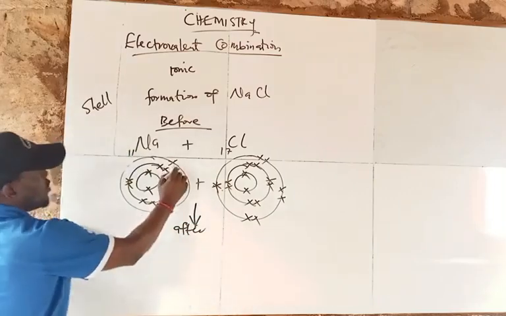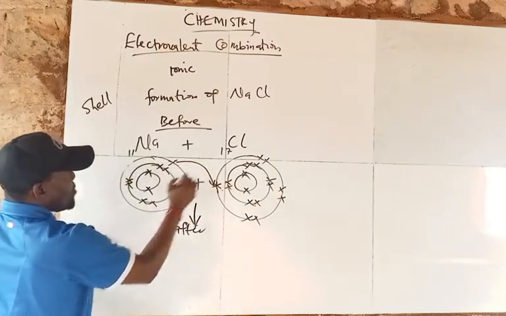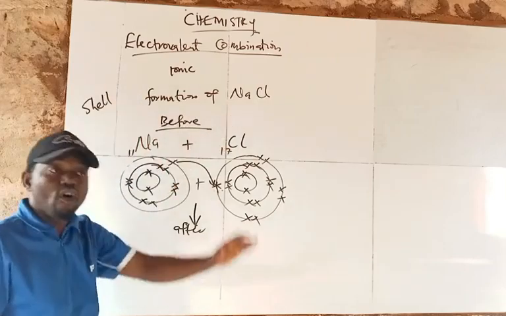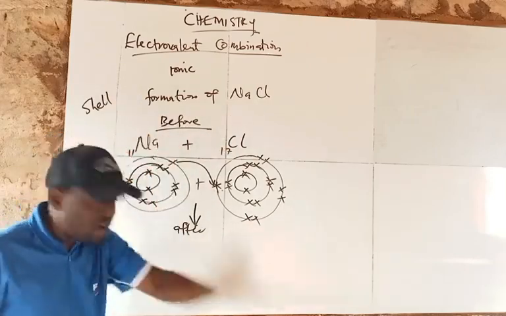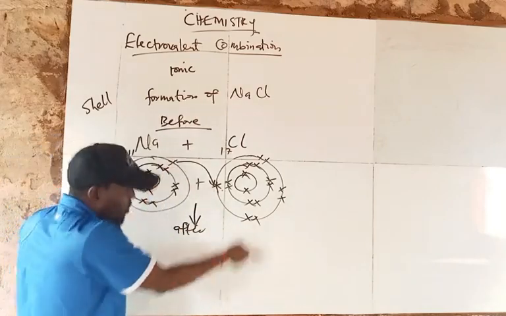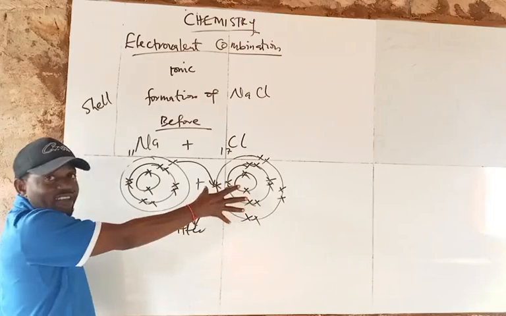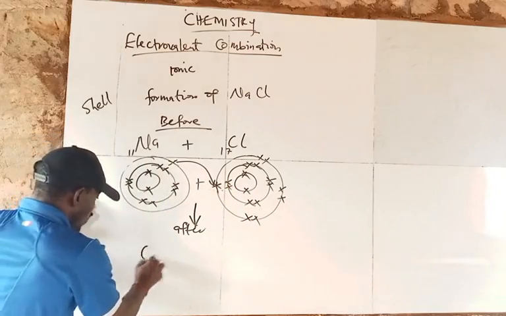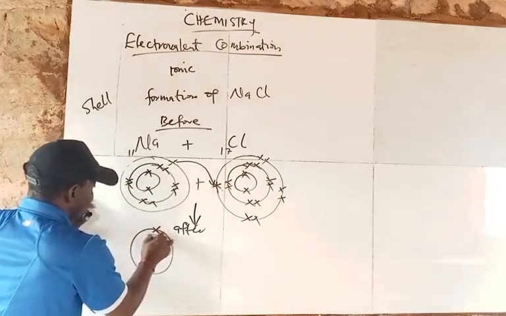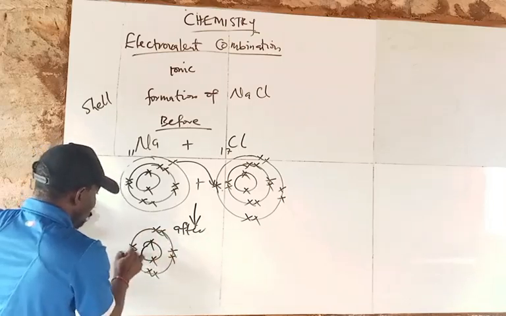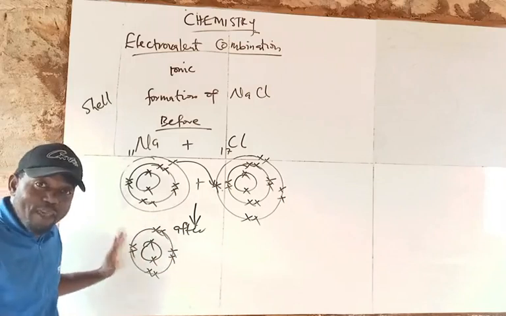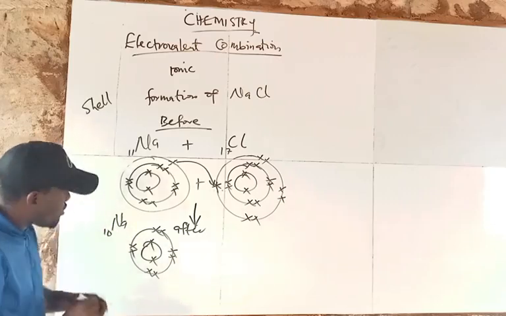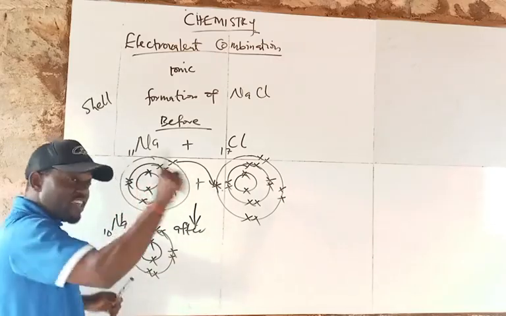After reaction, this one will transfer. Remember when I started, I said electrovalent combination involves a transfer of electron from one atom to another. Sodium is going to transfer its electron, and chlorine will quickly accept it. At the moment it transfers, this shell will break out and we'll be left with a complete 8. You see now that this one is stable. Your sodium now will become 10, because it gave out 1 electron.